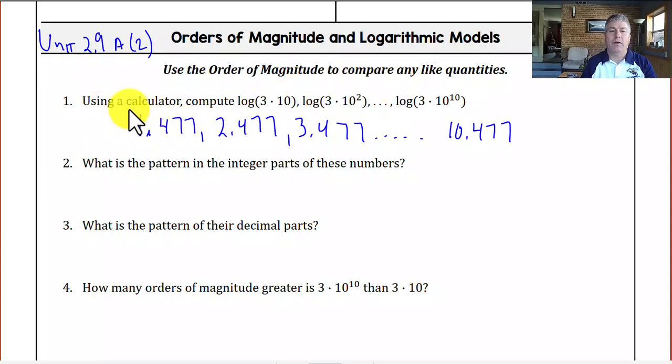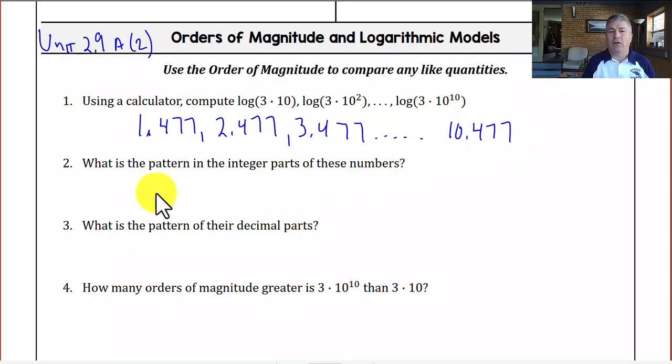So in step 1 here, we're going to use our calculator to compute log of 3 times 10, log of 3 times 10 to the second, log of 3 times 10 to the third, and log of 3 times 10 to the 10th. Of course, these are all log base 10. So we just put each of these values in our calculator and we come up with 1.477, 2.477. Now we don't have the log of 3 times 10 to the third, but that would be 3.477. And then finally log of 3 times 10 to the 10th is 10.477.